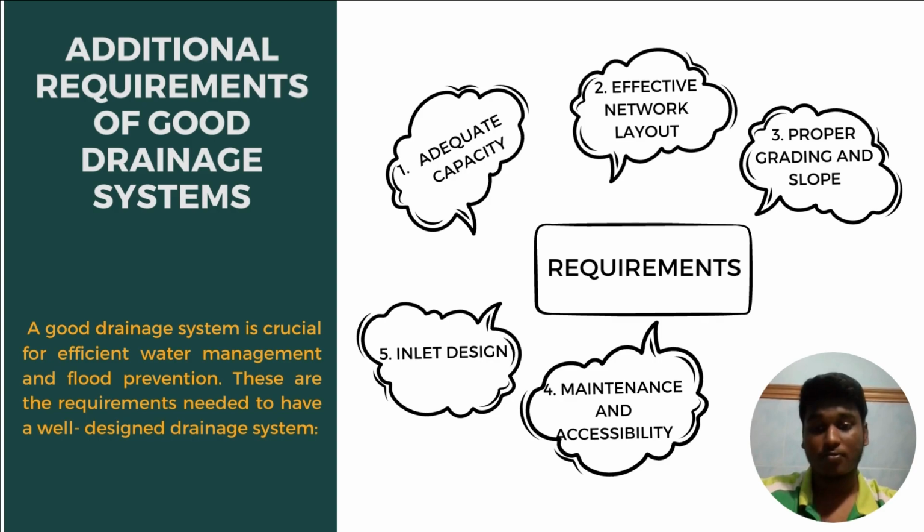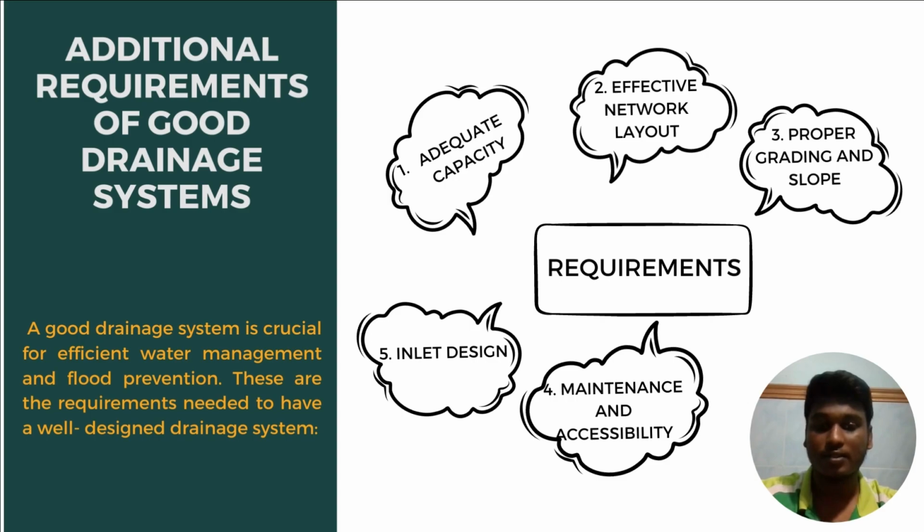The fourth one is maintenance and accessibility. The drainage system should be designed with ease of maintenance in mind. Access points such as manholes and cleanouts should be strategically placed to allow for regular inspection, cleaning, and repairs. Proper access and clearance should be ensured to prevent blockage and facilitate routine maintenance activities. Maintenance needs to be done regularly.